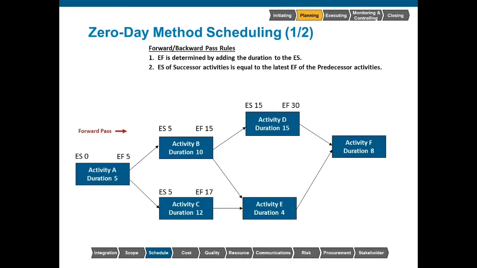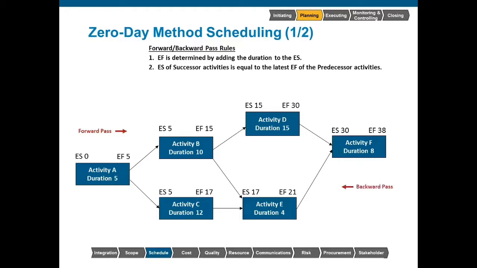Now on activity E, we have to go back to our rule at the top. Early start of successor activities is equal to the latest finish of its predecessor activities. Now we have two activities finishing on different days. So 17 is the latest early finish, and that becomes the start of activity E. Activity E, start of 17 plus a duration of 4 is 21. Now let's figure activity F. Since I have an early finish of 30 on activity D, and that is later than the early finish of 21, activity F starts on 30. 30 plus 8 equals 38.